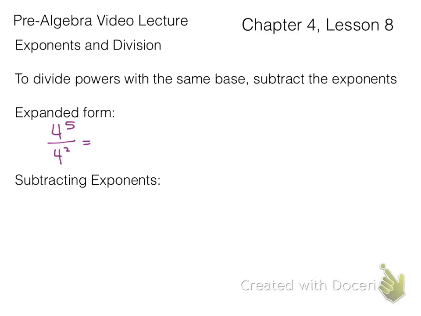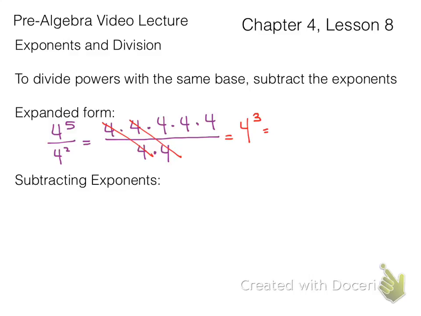So let's go ahead and do this problem. 4 to the 5th over 4 to the 2nd. That fraction bar means division. So it's basically 4 to the 5th divided by 4 to the 2nd. Now if I were to write this out in expanded form, I would have 5 4s on the top and 2 4s on the bottom, which means if you're simplifying fractions, you just cancel out the same number of 4s on the top and the bottom, and you're left with what you have left, 4 to the 3rd.